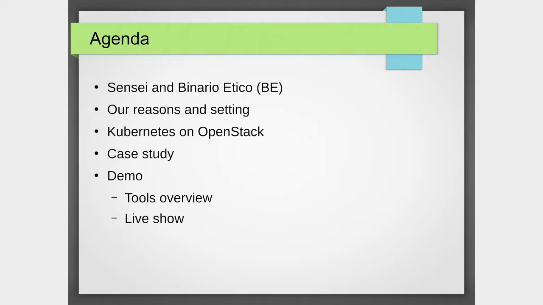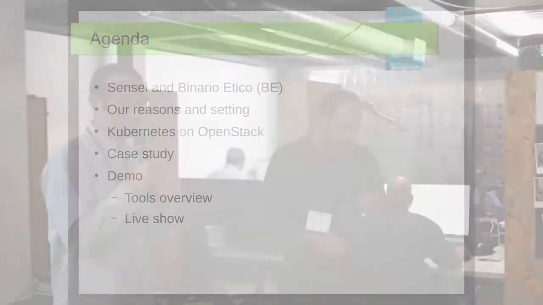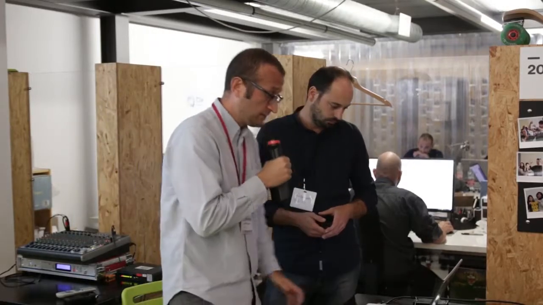The agenda is a little bit of introduction of our organizations and why we decided to join our efforts to make this. So what are our reasons to automate our infrastructure? We will show you the setting that we came up with. This setting is using Kubernetes on OpenStack, so we will show you briefly how Kubernetes works in our setting. And we will leave space for the case study, for the demo itself, because that's the real object of this talk.